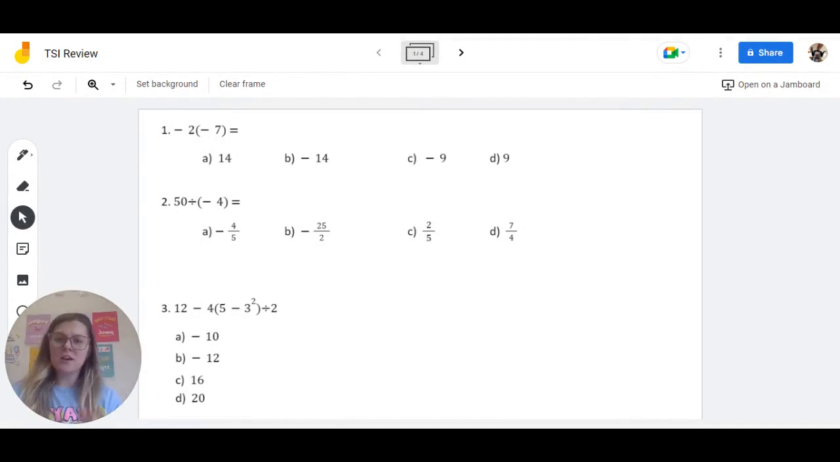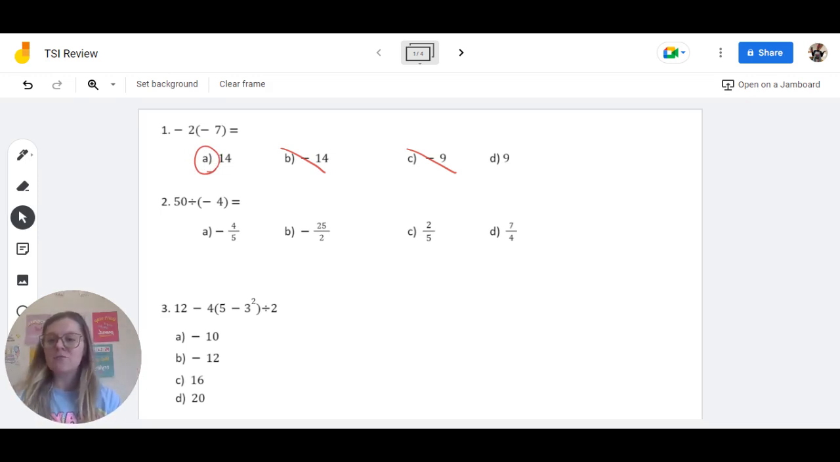Okay, starting off with number 1, we are multiplying, because remember parentheses mean multiply, -2 times -7. So remember, two negatives when I multiply them make a positive, so I'm going to get rid of my negative answer choices. And then 2 times 7 gives me 14, so my answer choice here is A.